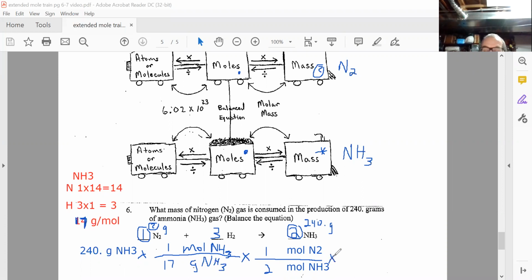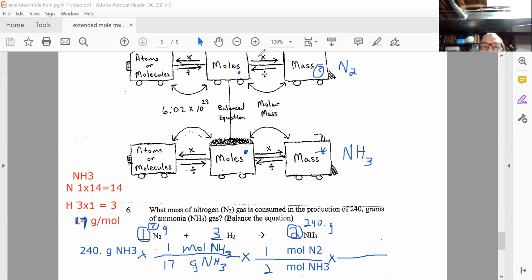Okay, just like if you're making double-decker ice cream treats, when you go from scoops to cones, you have half as many cones as you do scoops. Same thing here, 1-to-2 ratio. Okay, now we've done this and this. We're to moles of N2. Now we got to get to grams of N2.